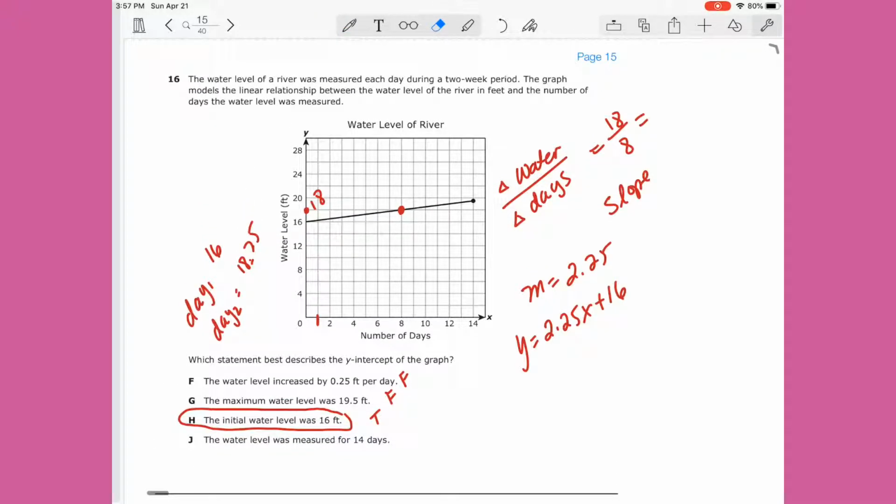The water level was measured for 14 days. Let's see, think about this. We don't know that in the data that we're given that it was measured for 14 days, but the water level is measured longer, okay? Or does that make sense? Hopefully. So H is our answer choice, number 16.